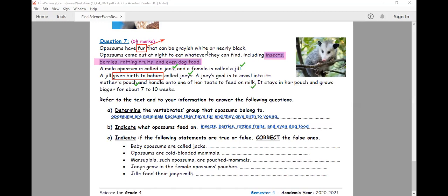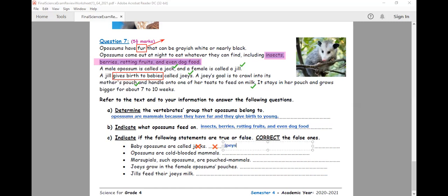Okay? So, true or false? First, baby opossums are called jacks. True or false? False. Why is this false? Because baby opossums are called joeys. Perfect. Bravo, Ali. Excellent. Babies are called joeys.